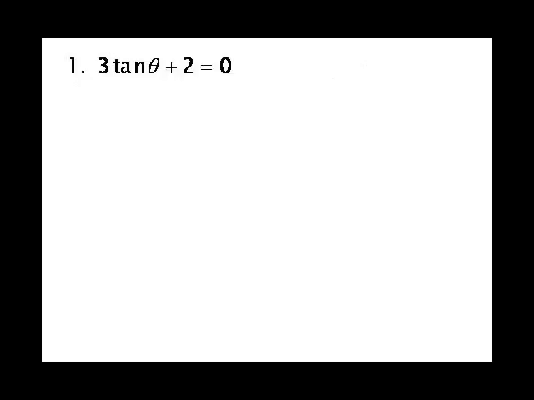The first one, 3 tan theta plus 2 is equal to 0. When we do the algebra on it, the 2 goes over and then we divide by 3. So we end up with tan theta is equal to negative 2 over 3.